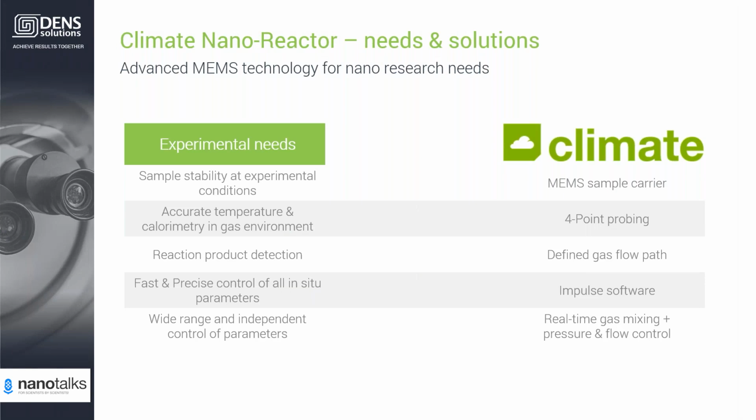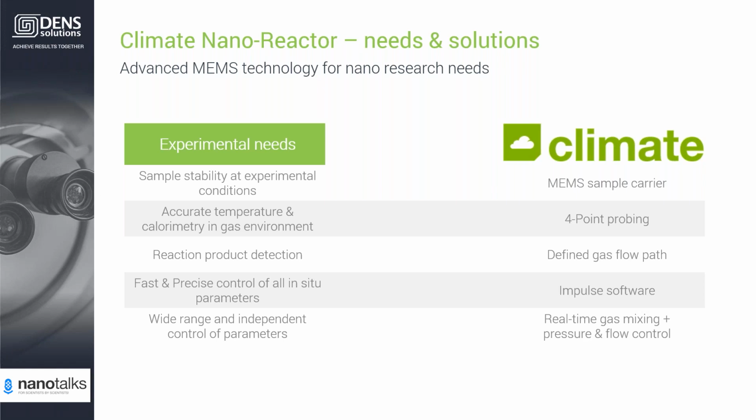So if you want to do heterogeneous catalyst research in your TEM, what will be your typical experimental needs, and how does the climate system meet them? First of all, as we saw, since you're working at ultra high resolution, as you need to see nanoparticles, it needs to be very stable. You want to have low drift when you have these stimuli of gas and heating. And this very stable environment is created by the MEMS sample carrier.